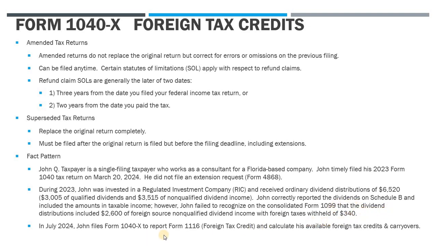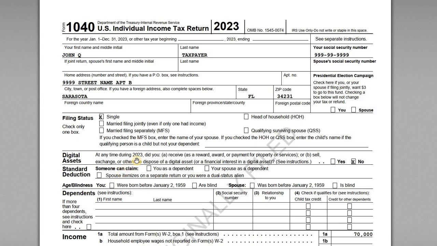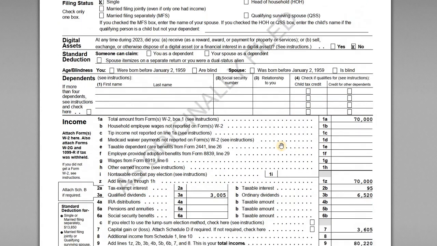So he's filing this amendment to include a Form 1116 to calculate his foreign tax credit and see how much available foreign tax credit and carryovers might apply. So if we look at the original return here, this was the original return as filed.